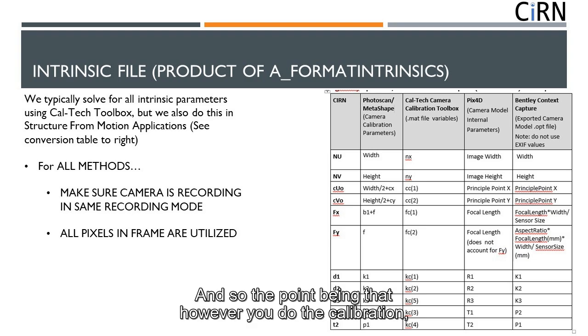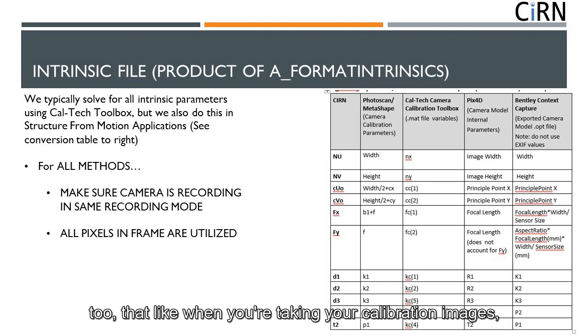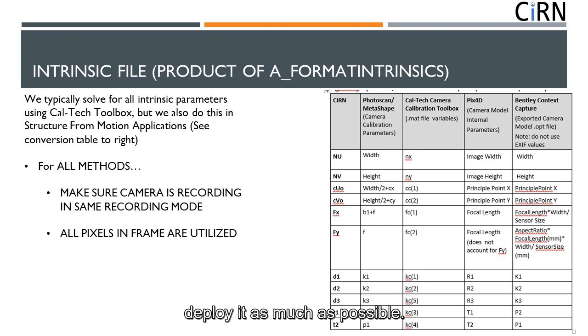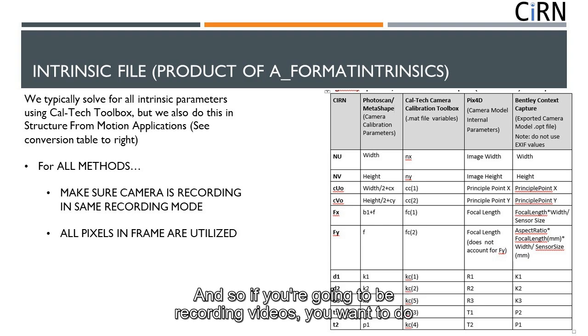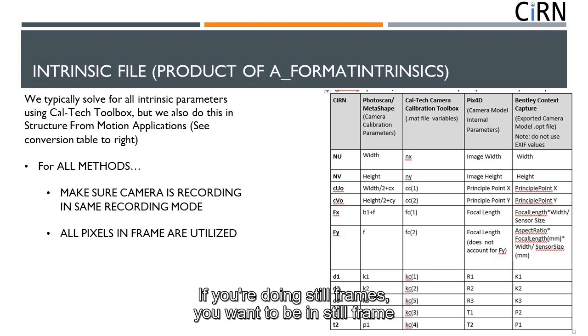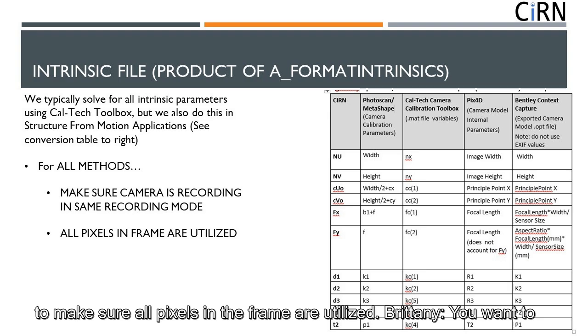And so the point being that however you do the calibration, you want to make sure, and we'll go into this in the practicum too, that when you're taking your calibration images, you want your camera set up how it's going to be when you deploy it as much as possible. So if you're going to be recording videos, you want to do your calibration in video mode. If you're doing still frames, you want to be in still frame mode when you capture your calibration images, and you want to make sure all pixels in the frame are utilized.